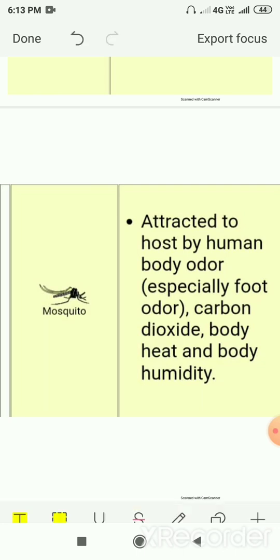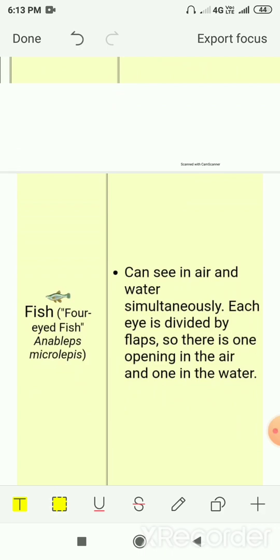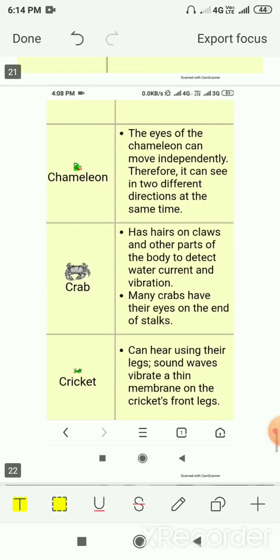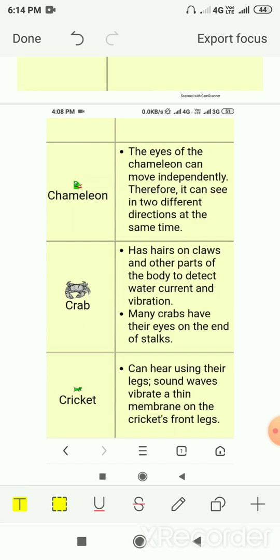The next is fish. A fish can see in the air and water simultaneously. That means at a time it can see in air as well as in water. Each eye is divided by flaps, so there is one opening in the air and one in the water. Next is the chameleon. The eyes of the chameleon can move independently. Therefore, it can see in two different directions at the same time.